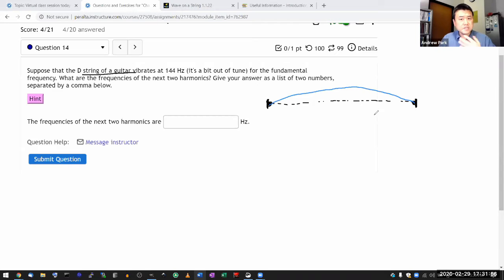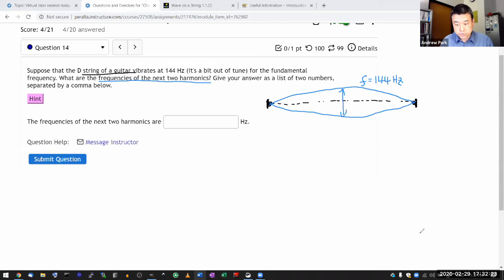And this is a snapshot in time. Over time, this will be moving up and down. So when you draw the shape, some people might draw it like this. So that's the fundamental. And what the question is saying is that this particular shape corresponds to the frequency of 144 hertz. All right, let me just draw the shape of the next two harmonics.